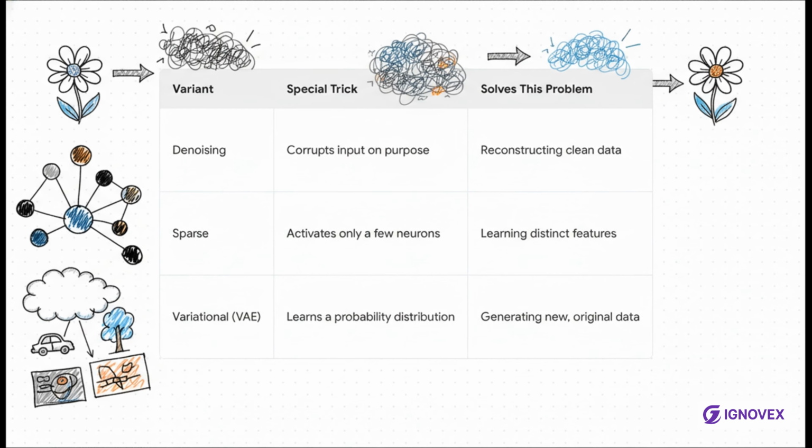Then you've got the sparse autoencoder, which adds another constraint: forcing the network to only use a few neurons for its summary. This makes it amazing at finding really distinctive features. And of course, the most famous of all might be the Variational Autoencoder, or VAE. It learns the underlying patterns so well it can actually generate brand new, completely original data that looks just like what it was trained on.